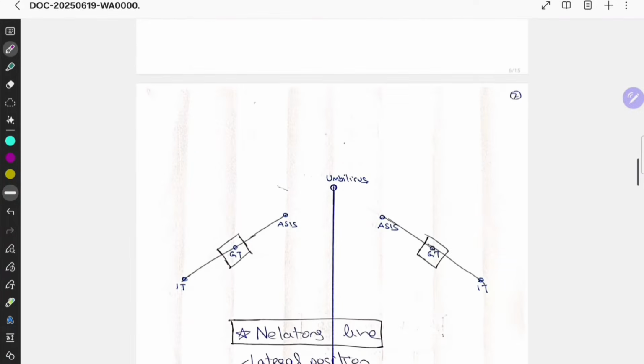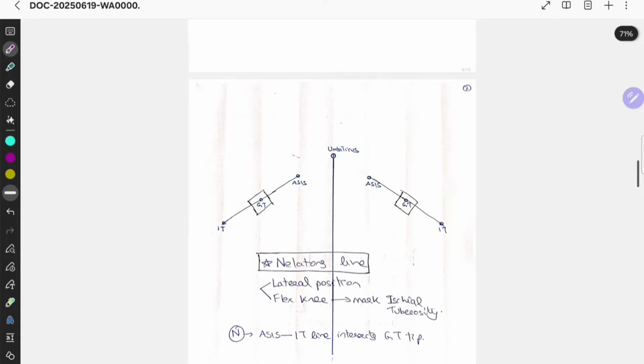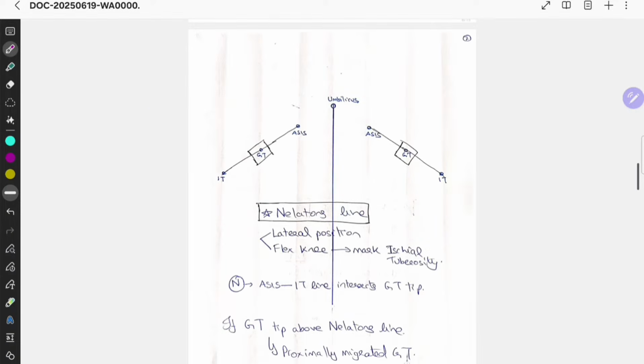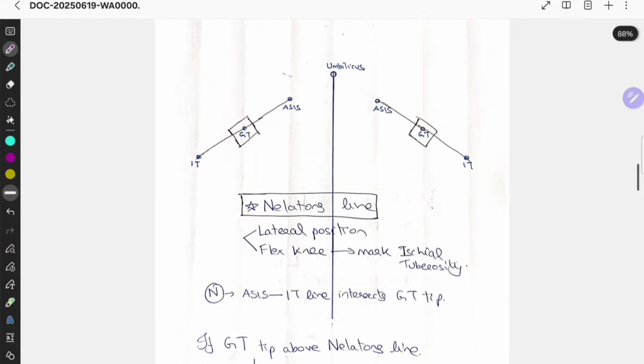Okay, moving further, we are going to discuss very interesting concepts of the various lines to determine the various levels of GT and the shortening. So without further ado, let us begin first with Nelaton's line. Okay, so this is the schematic diagram. This is umbilicus, this is midline. So we are going to follow this protocol for further slides and lines. Okay, so this is bilateral anterior superior iliac spine. This is the ischial tuberosity. And this is the greater trochanter.